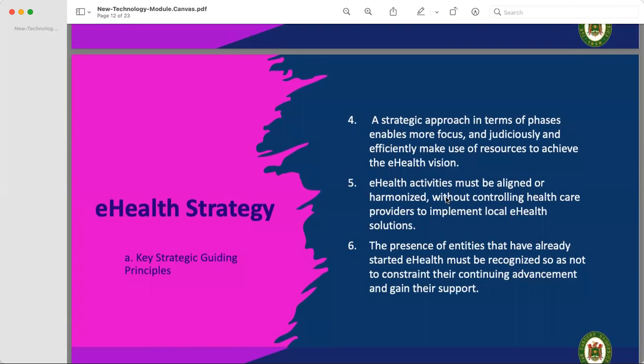Other strategies include a strategic approach in terms of phases, which enables more focus and judiciously and efficiently makes use of resources to achieve the e-health vision. Also, e-health activities must be aligned or harmonized without controlling healthcare providers to implement local e-health solutions. Also, the presence of entities that have already started e-health must be recognized so as not to constrain their continuing advancement and to gain also their support. Okay.